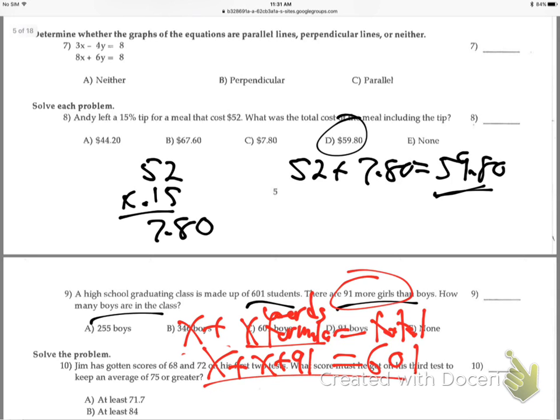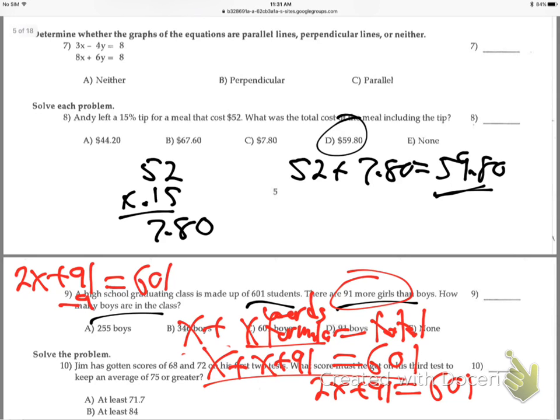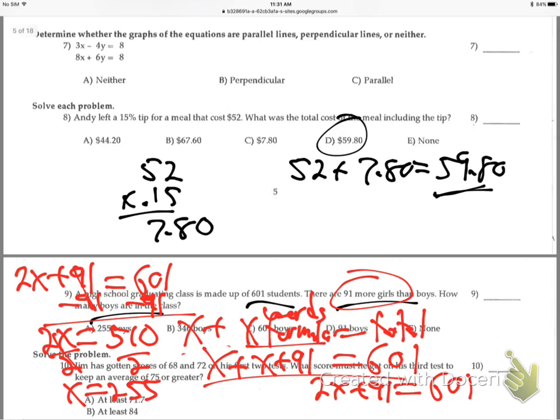How do we solve that? What is x plus x plus 91? 2x plus 91, just add those together. I'm running out of room. So 2x plus 91 is 601. Subtract the 91 from both sides. 2x is 510. Divided by 2, 255, number of boys. We good?